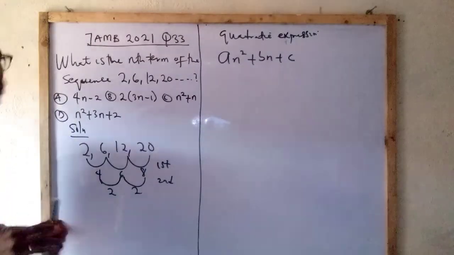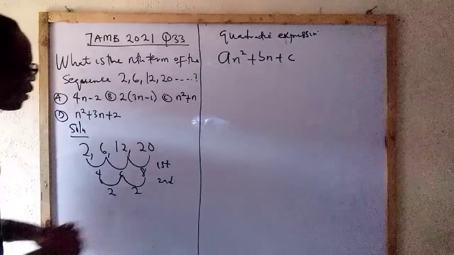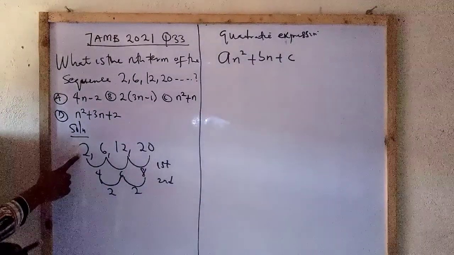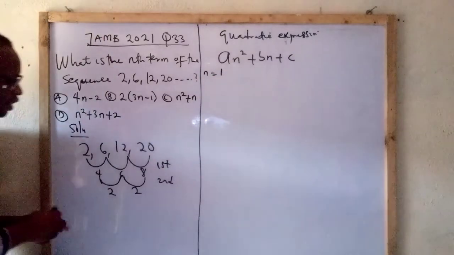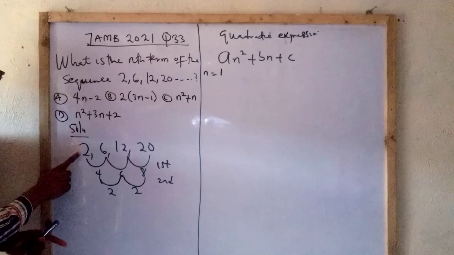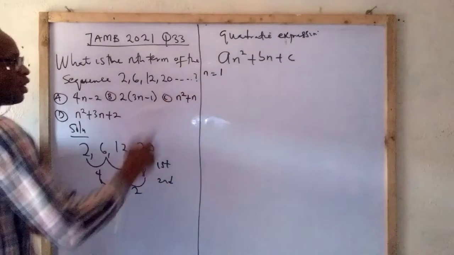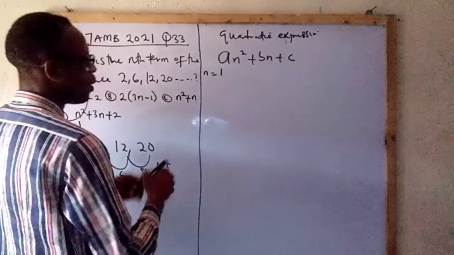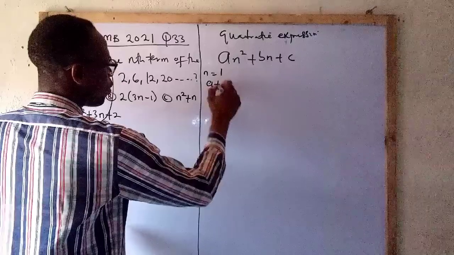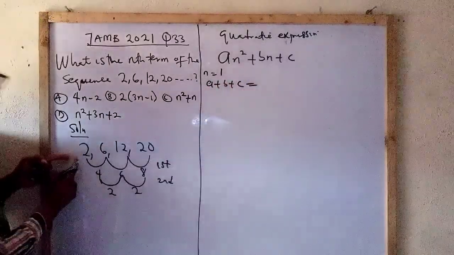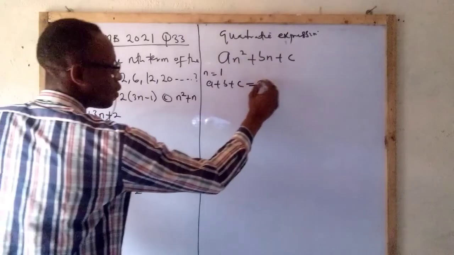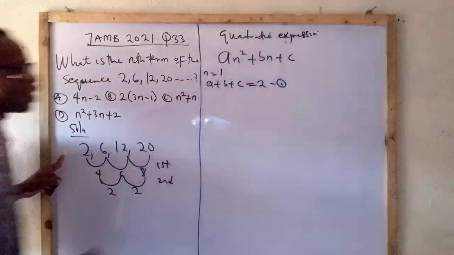A, b, and c, that's our major target. Now, what we do is this. Since these two fall at the first term, we say when n is equal to 1, we are getting the value for these two. If we replace n equals 1 here, we are going to have the expression become a plus b plus c, which is equal to the term we have here, which is 2. We can call that equation 1.